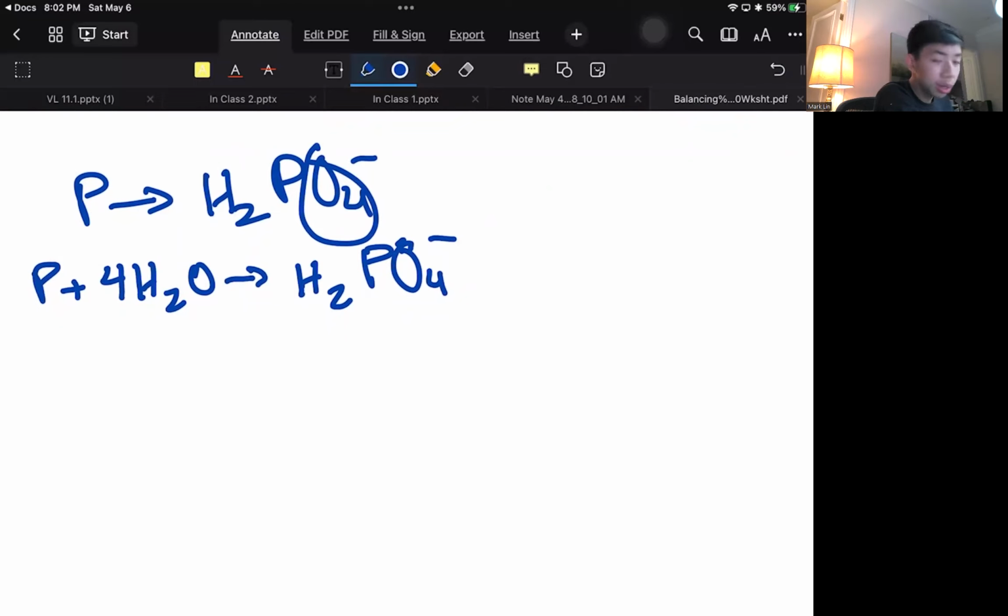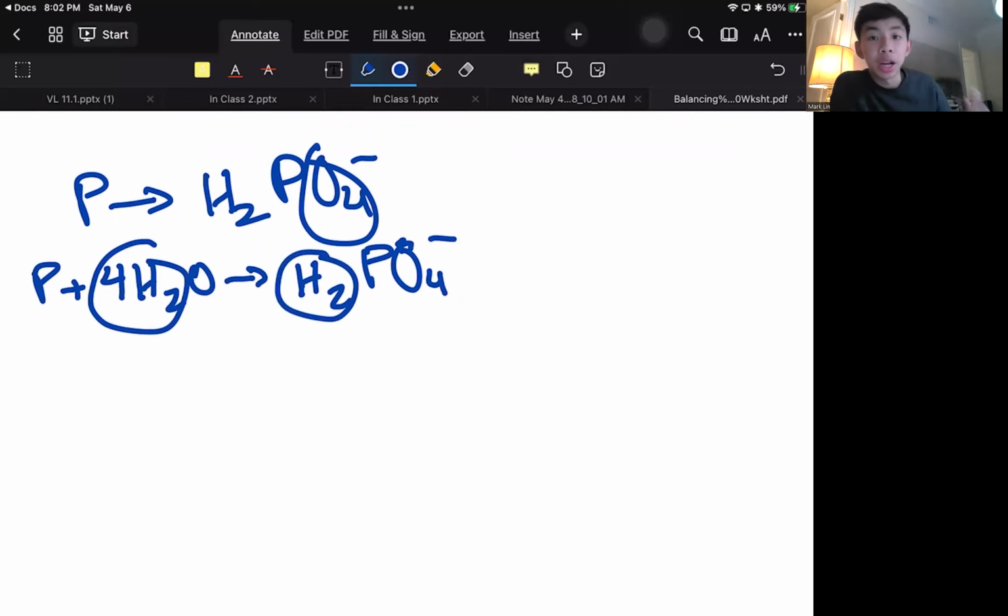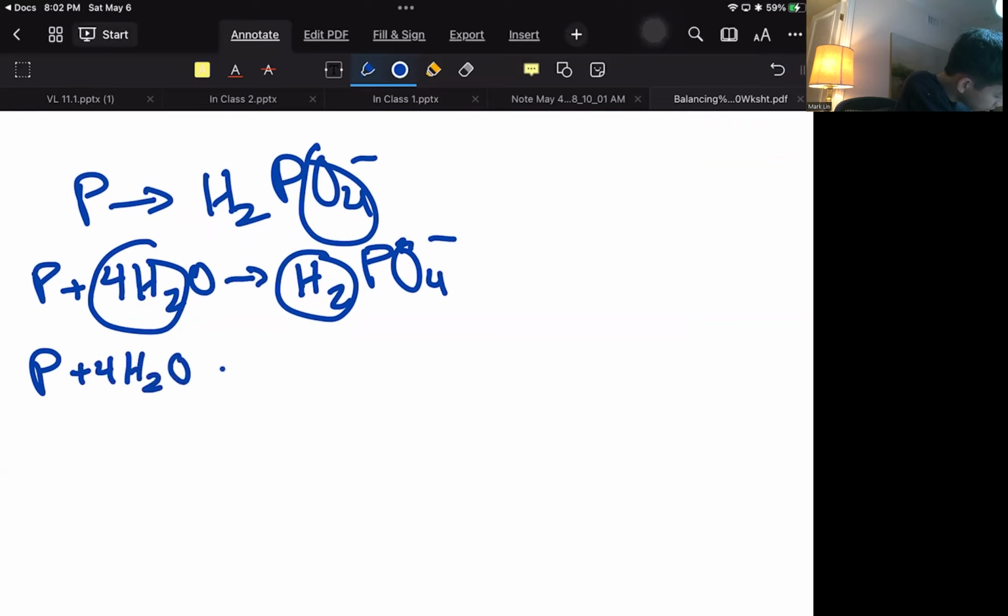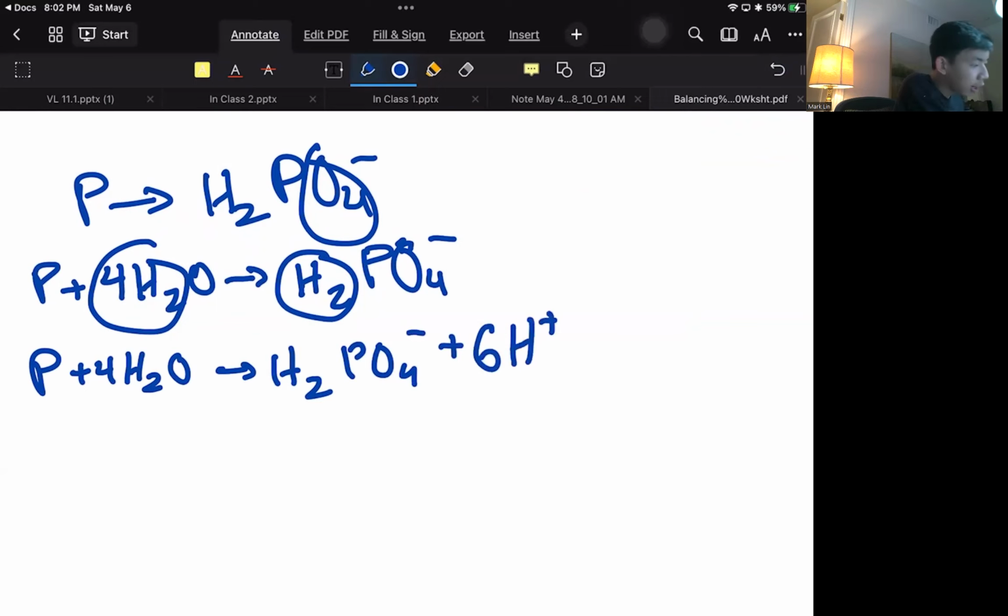Okay, now we need to balance out the hydrogens. On this side we have 8, and on this side we have 2. So how many do we add on to the product side? 6. Exactly, 6. So we're just going to rewrite this: P plus 4H2O gives H2PO4 minus plus 6 hydrogens.